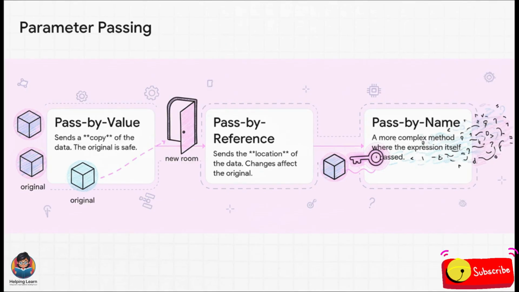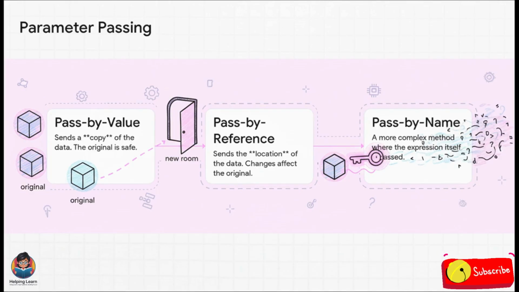With pass-by-value, you send a copy of your data. This is super safe because the original is never touched, but it can be slow if you're copying a huge chunk of information. Then there's pass-by-reference. Here, you just send the address of the original data. This is way more efficient, but it's also risky because any changes made in that new room will affect the original data everywhere.